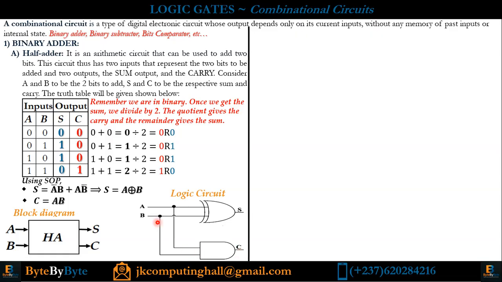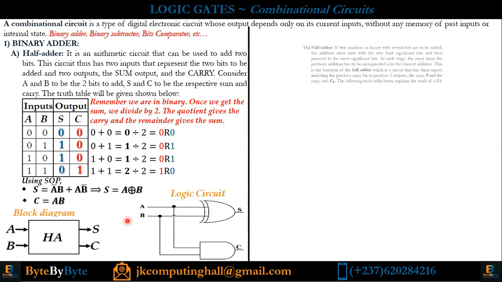So the block diagram has the symbol HA for half adder, A and B both entering, meaning they are the input, S and C leaving, meaning they are the output. So this is the block diagram of a half adder. Okay, let's proceed.